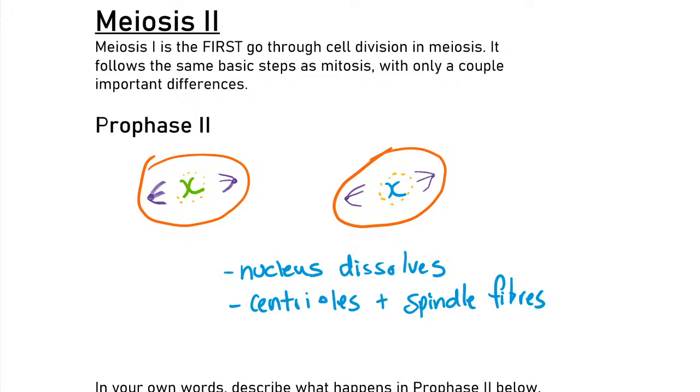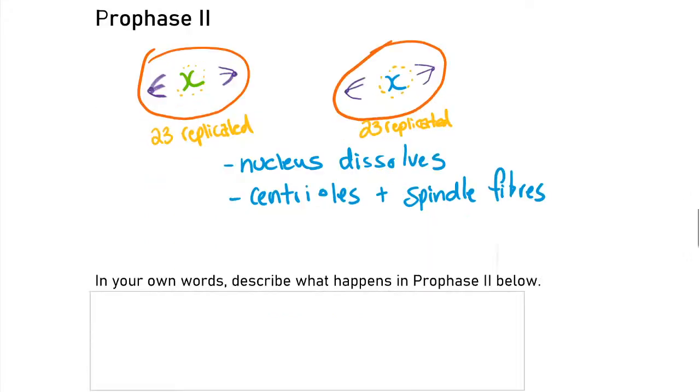And keep in mind, if we were talking about a human cell, we would have 23 replicated chromosomes here. So just 1 copy of each chromosome, but they're duplicated. And here we have 23 replicated. So these are the other copies of the chromosomes. But again, they've been photocopied, they're duplicated.